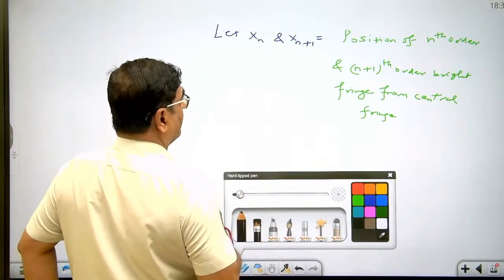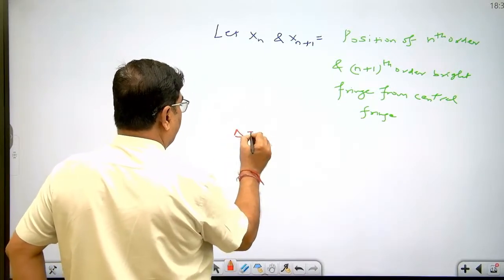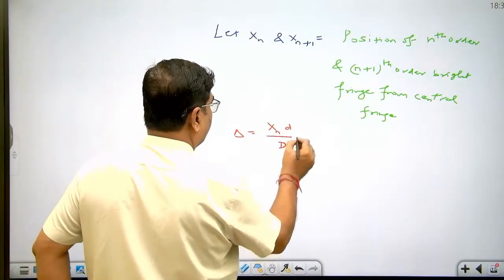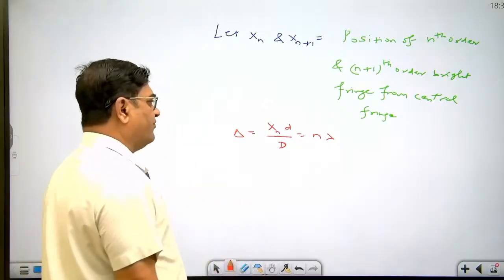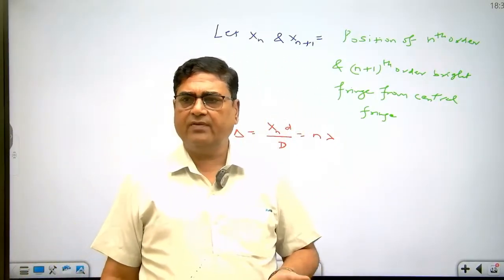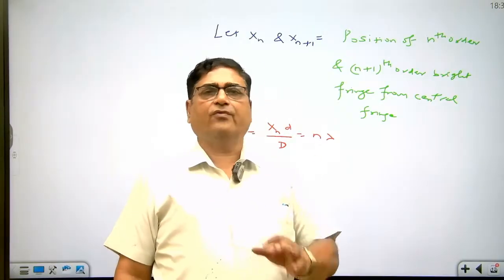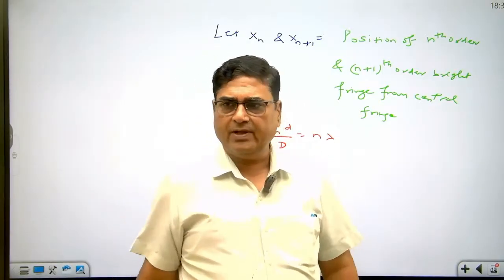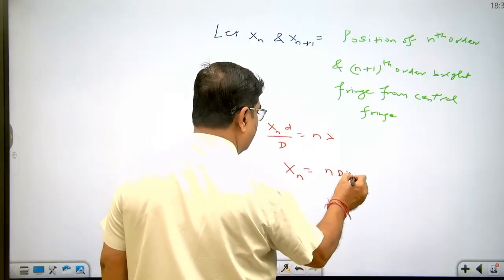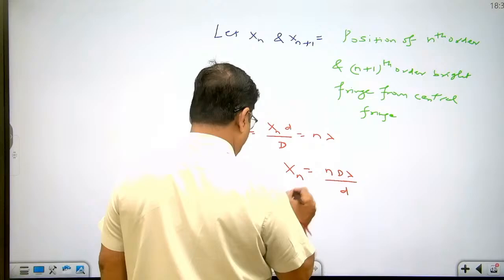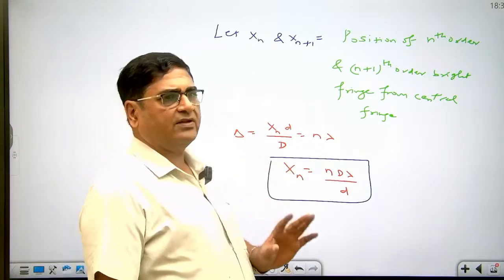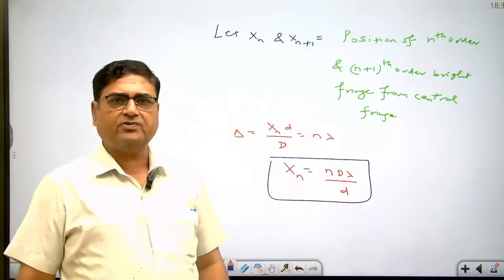Since xn is the position of the nth order bright fringe, only the geometrical path difference is involved here. That is xn d upon D. And this will be equal to n lambda, because for the central bright fringe it is zero path difference. For the first bright, path difference is lambda. For the second bright, path difference is 2 lambda. For the nth bright, dear student, path difference is n lambda, okay? So this equation is also very important. This xn is the position of the nth order bright fringe from the central fringe, okay?